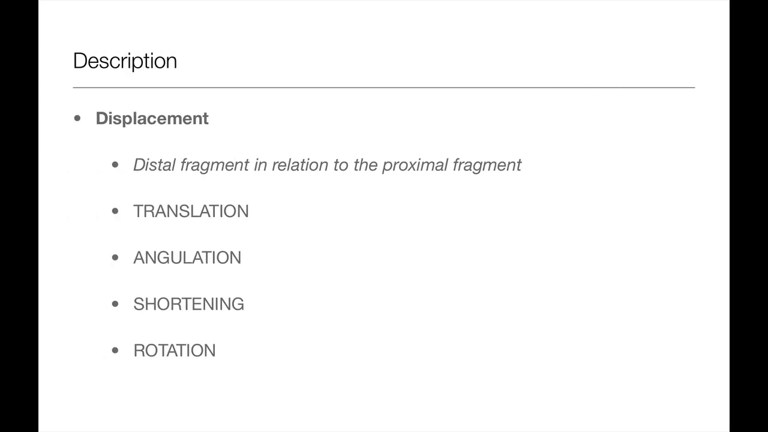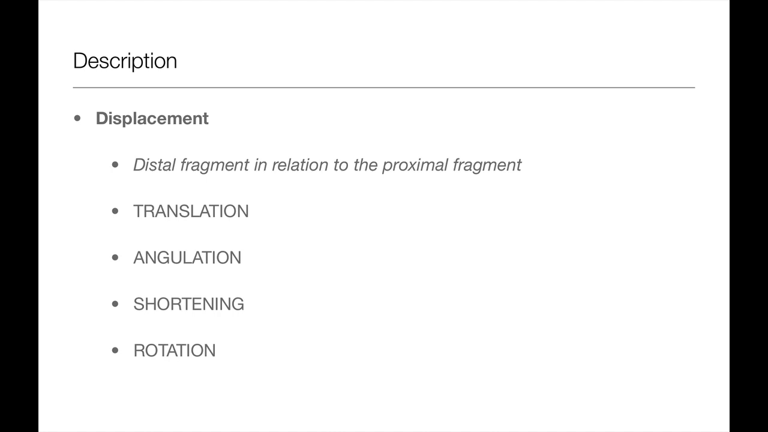Next, displacement. Displacement, by convention, describes the distal in relation to the proximal fragment. Fractures are either displaced or not displaced. If they are displaced, then this is described in terms of translation, which can be expressed as a percentage of the bone width, medial, lateral, anterior, or posterior. Or angulation, the degree of angulation from normal, or shortening in centimetres, and rotation.